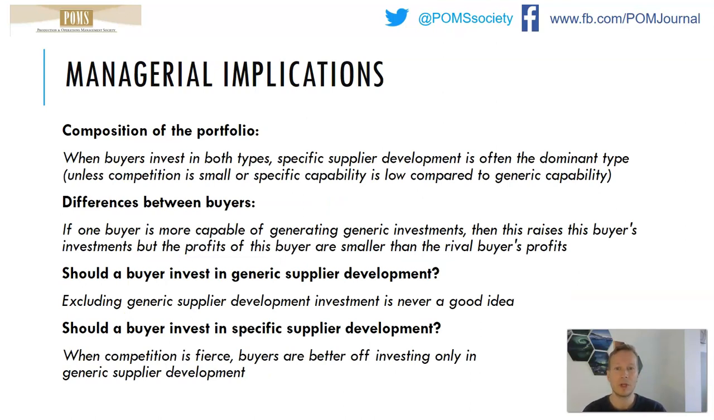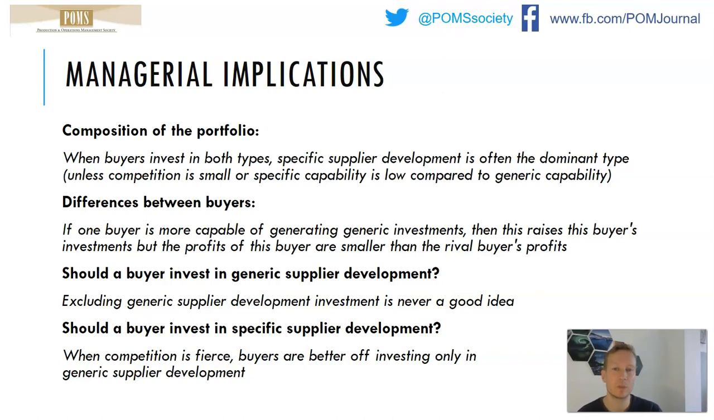Now, our paper has several interesting findings. We looked at the composition of the portfolio. We find that when buyers invest in a portfolio of supplier development types, then specific supplier development is often the dominant type. But this may not always be true. When there's hardly any competition and when companies are really efficient at making generic investments, then we see that generic supplier development has a more dominant role.